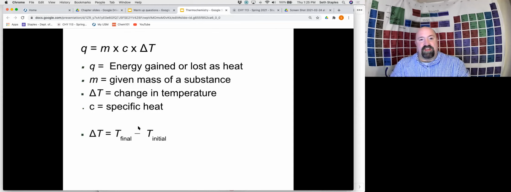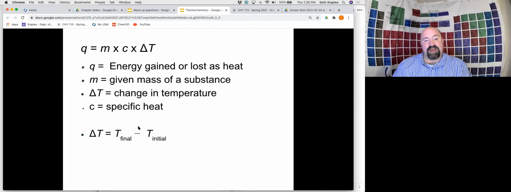This equation right here, Q equals MC delta T. This is going to be one of our workhorses in chemistry. We're going to use this equation a lot, where Q is going to be equal to our energy that is gained or lost as heat. M is equal to the mass of our substance in grams for this equation to work. Delta T equals our change in temperature. And C equals the specific heat that we just talked about.